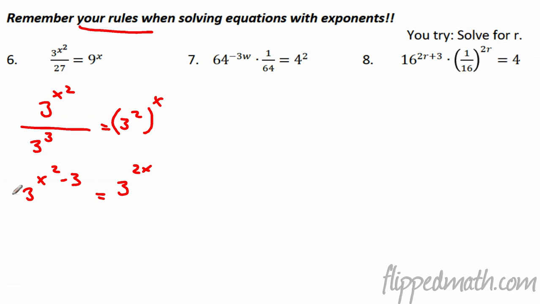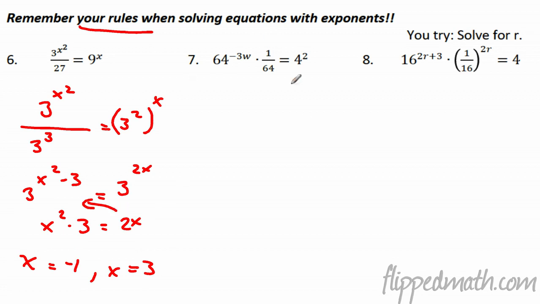Well, guess what? We have 3 to some quantity is equal to 3 to some other quantity. These quantities have to be equal to each other. So at this point, I can just say, hey, x squared minus 3 has to equal 2x. And at this point, it's a quadratic equation. You can move things over to one side and then factor it. I'm not going to make you go through all that stuff. You should get x equals -1 and x equals 3 when you're done doing that. Does everybody understand? You remember how to factor? You should. We're in pre-calc.